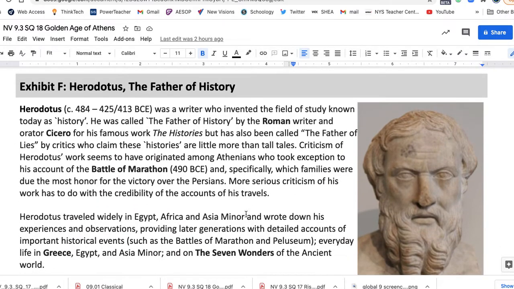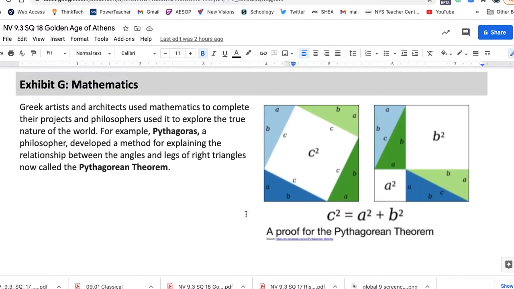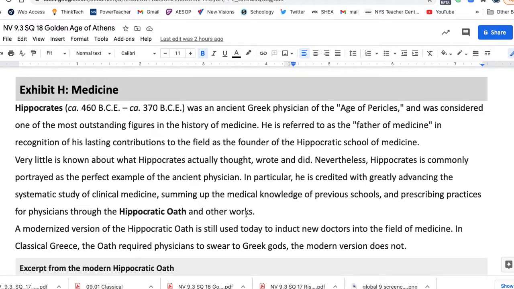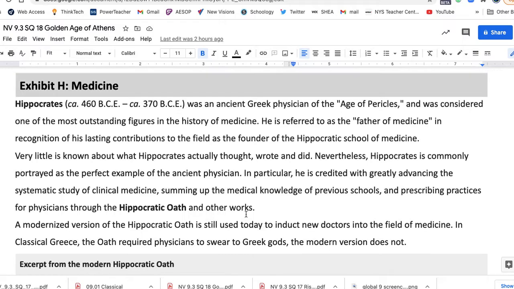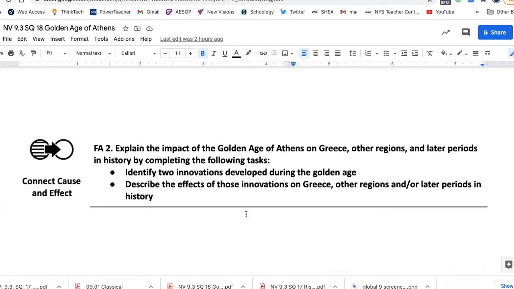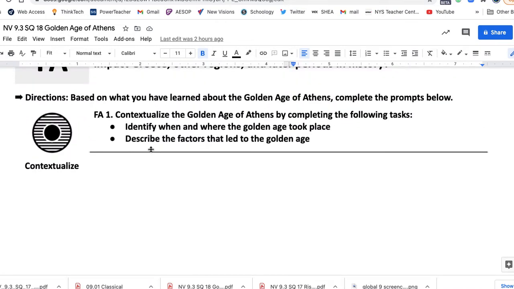Next, we've got Exhibit F and Exhibit G. Oh, there's three more. Exhibit H rather, about medicine. Hippocrates, the Hippocratic Oath. And that should take us down to two last questions. So the Golden Age, you could see, well-rounded. Everything in those exhibits went from architecture to philosophy to art, math, medicine, very well-rounded. We would call that definitely a Golden Age because of it being so well-rounded.